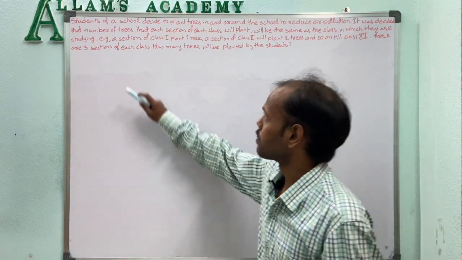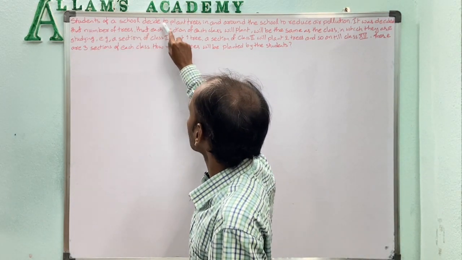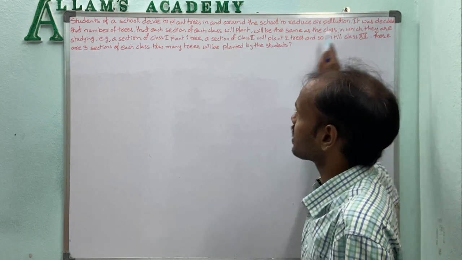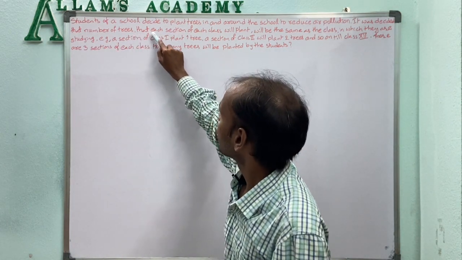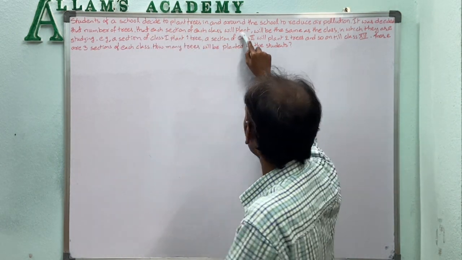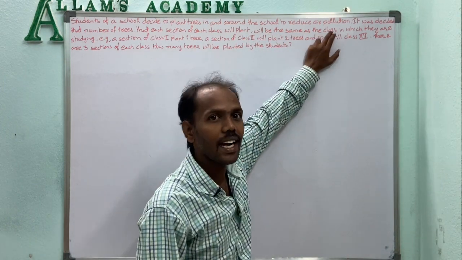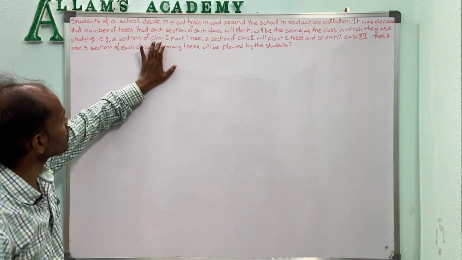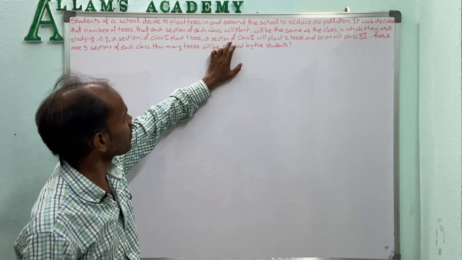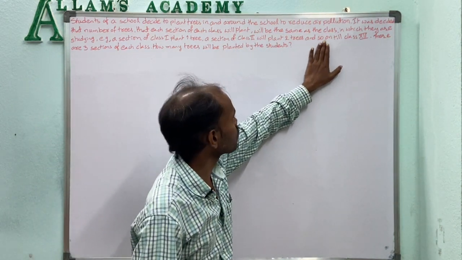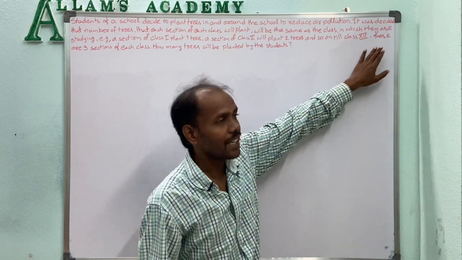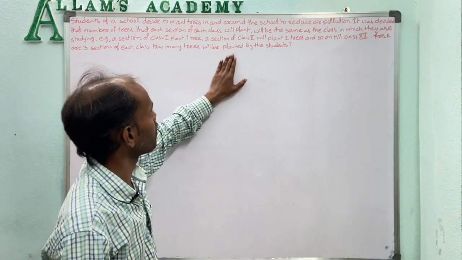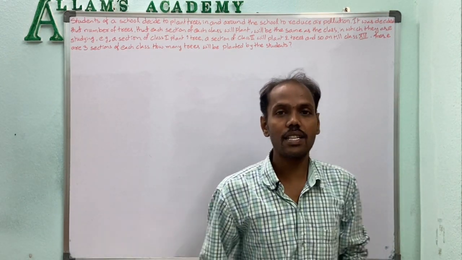The given problem is: students of a school decide to plant trees in and around the school to reduce air pollution. It was decided that the number of trees that each section of a class will plant will be the same as the class in which they are studying. For example, a section of class 1 plants 1 tree, a section of class 2 will plant 2 trees, and so on till class 12. There are 3 sections of each class. How many trees will be planted by the students? That is the problem given here.